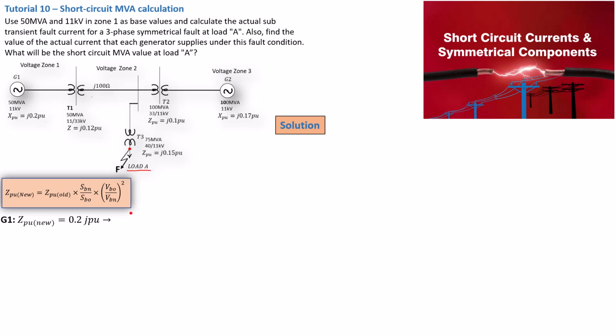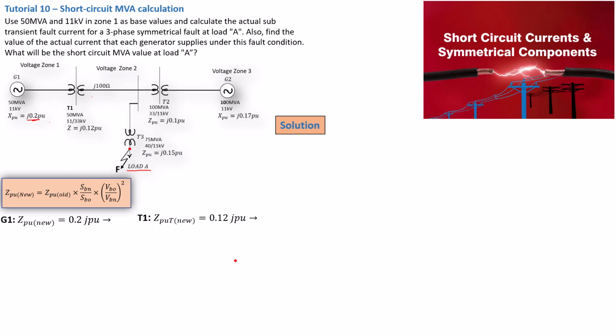Having said that, for generator 1, using the 50 MVA, we can get the new Z per unit to be 0.32j per unit. You'll see that it is exactly the same as what is given here, precisely because we have 50 MVA for this generator, and we also have 50 MVA for the new base that we are using. If you want to use 100 MVA, then you're going to get a different value here, but make sure you maintain it throughout the system.